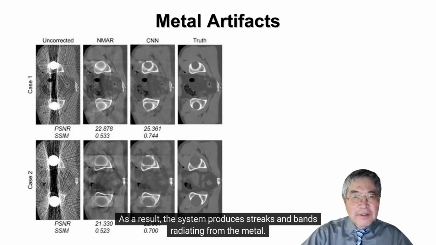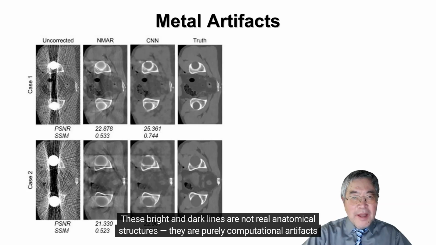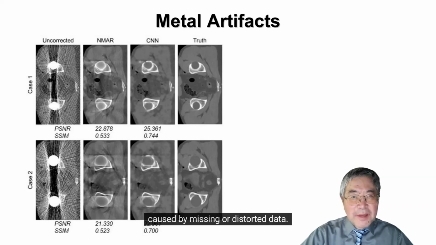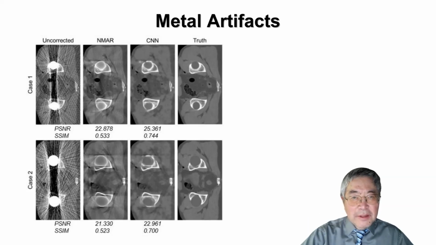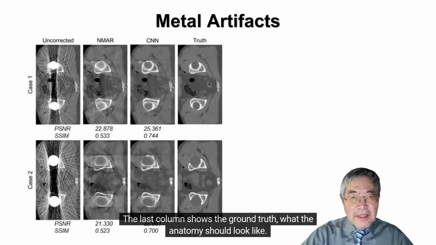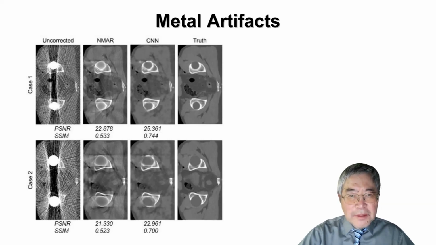As a result, the system produces streaks and bands radiating from the metal. These bright and dark lines are not real anatomical structures, they are purely computational artifacts caused by missing or distorted data. In the figure here, the first column shows uncorrected CT images with severe streak artifacts. The last column shows the ground truth, what the anatomy should look like.